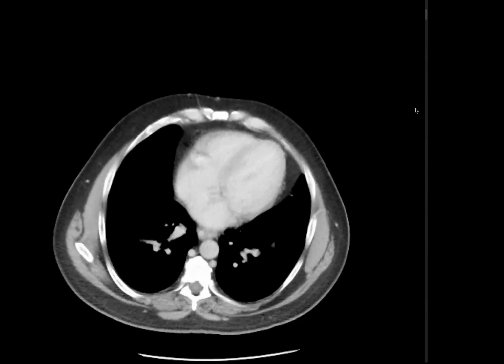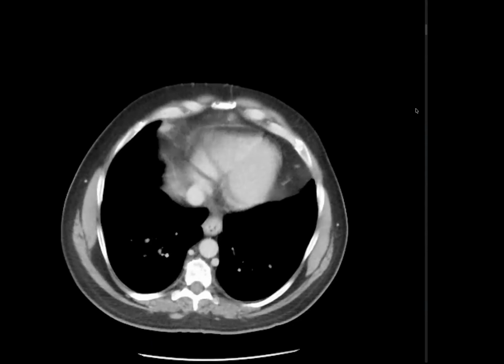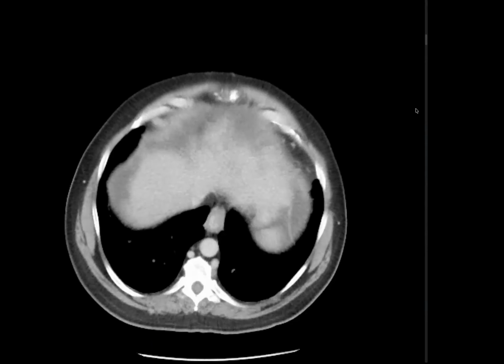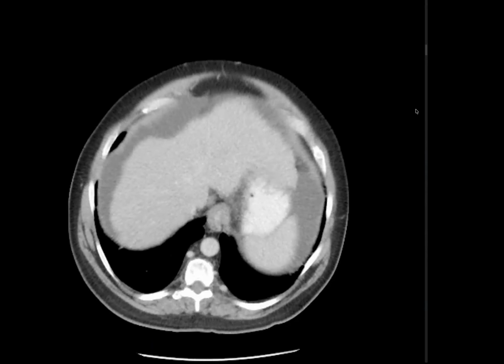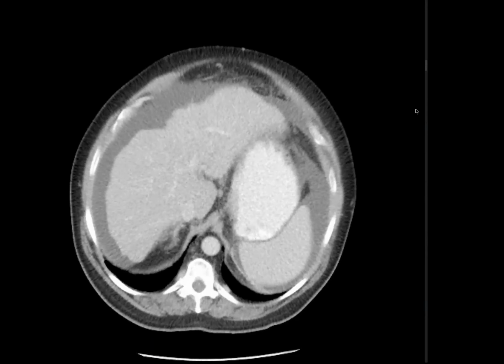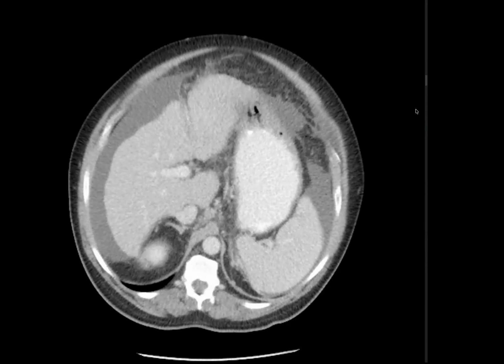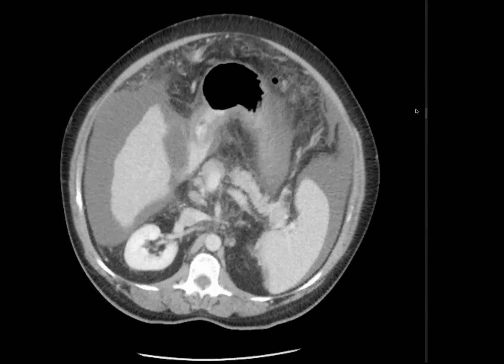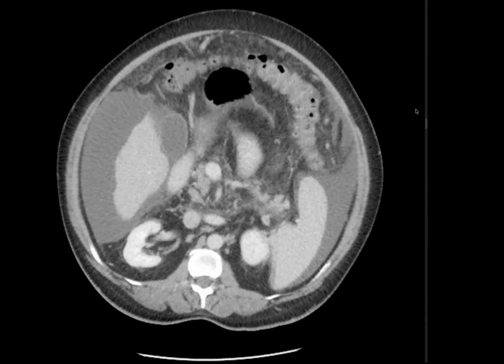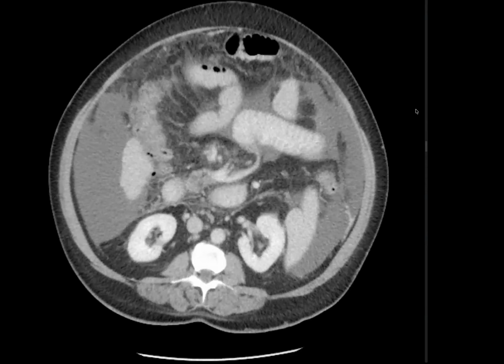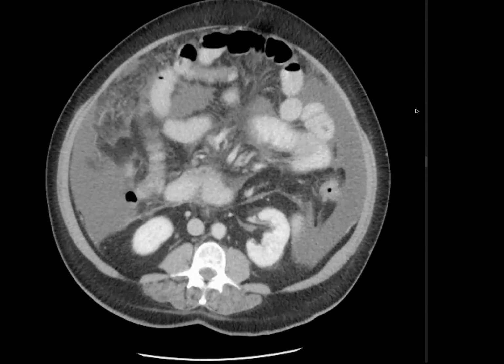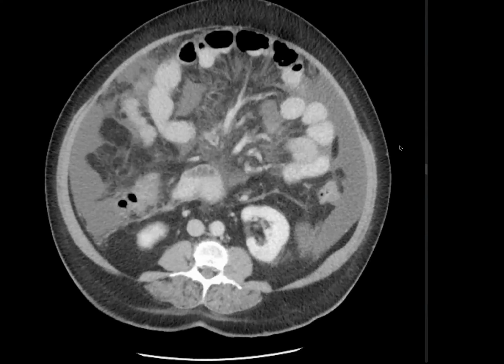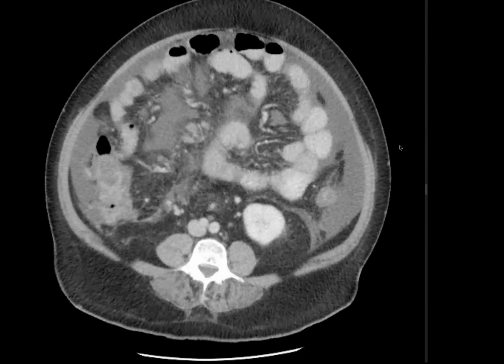Okay, so I have been provided with an axial contrast CT scan of the lower chest and abdomen of a 35-year-old male patient who has presented with acute abdominal pain. I will just take a moment to go through the entire scan before commenting upon my findings. So I can see there is ascites. There is omental caking, I guess.